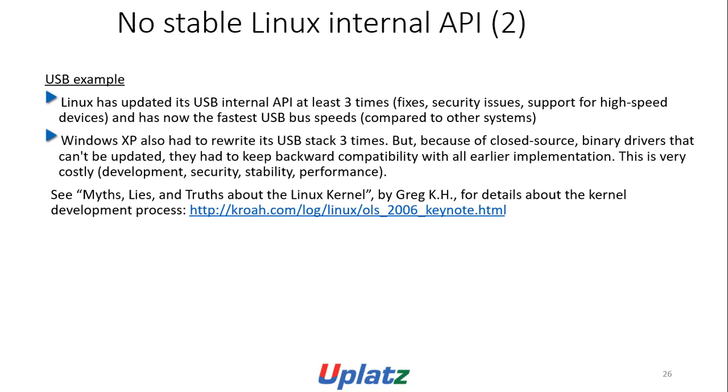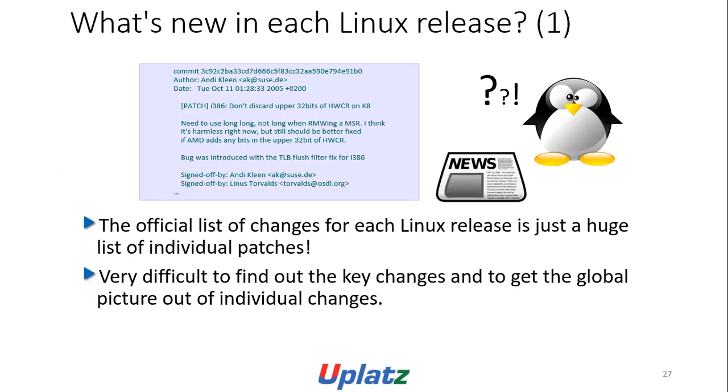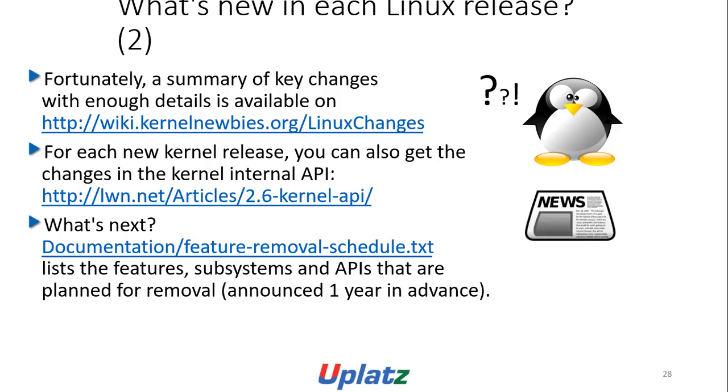See Myths, lies, and truths about the Linux kernel by Greg KH for details about the kernel development process, at the link shown here. What is new in each Linux release? The official list of changes for each of these is just a huge list of individual patches. It is very difficult to find out the key changes and to get the global picture out of the individual changes. Fortunately, a summary of the key changes with enough details is available on the wiki link. For each new kernel release, you can also get the changes in the kernel internal API.